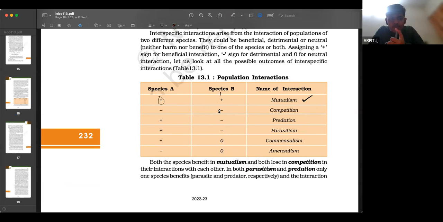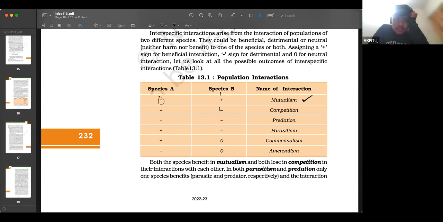Is this a symbiotic relationship? It is exactly a symbiotic relationship. So a symbiotic relationship between a fungal partner and an algal partner gives rise to lichen, and lichen is a perfect example of mutualism.